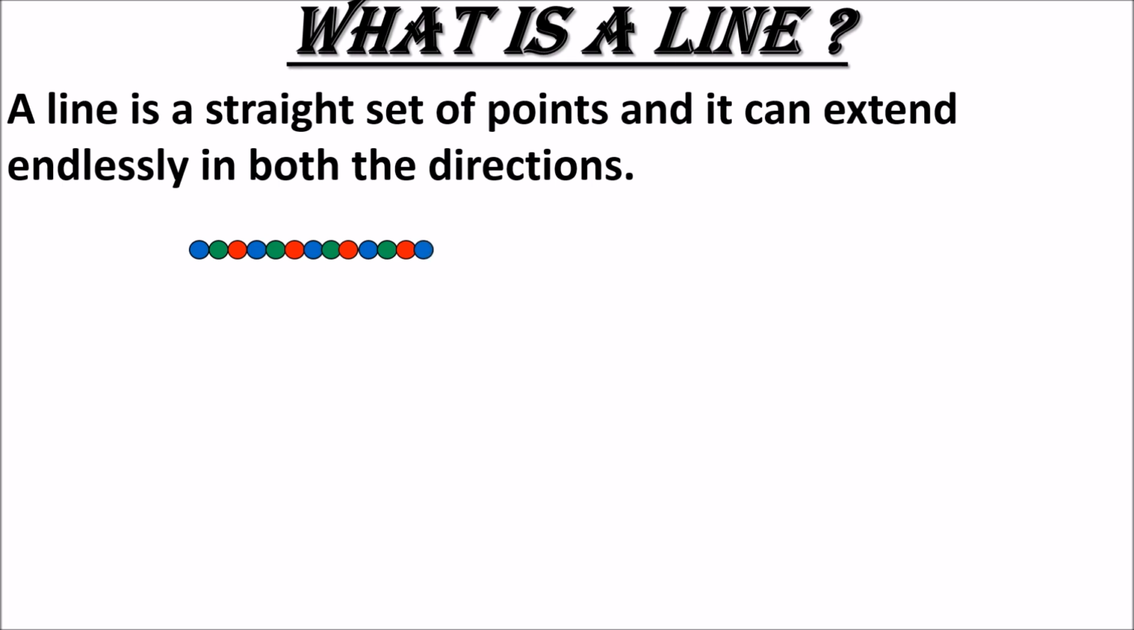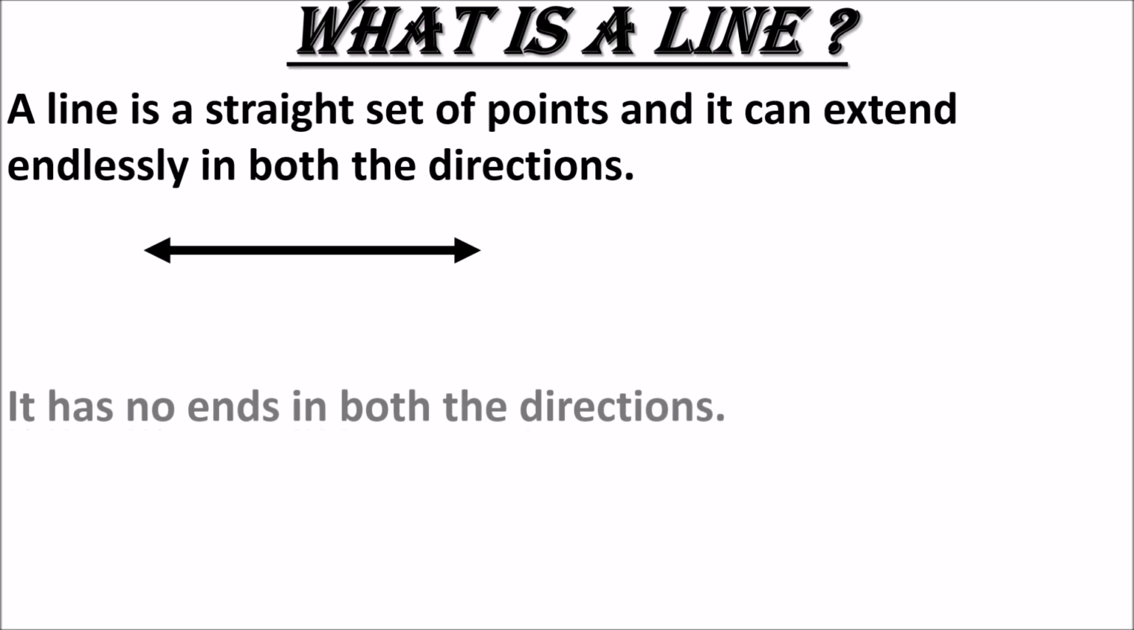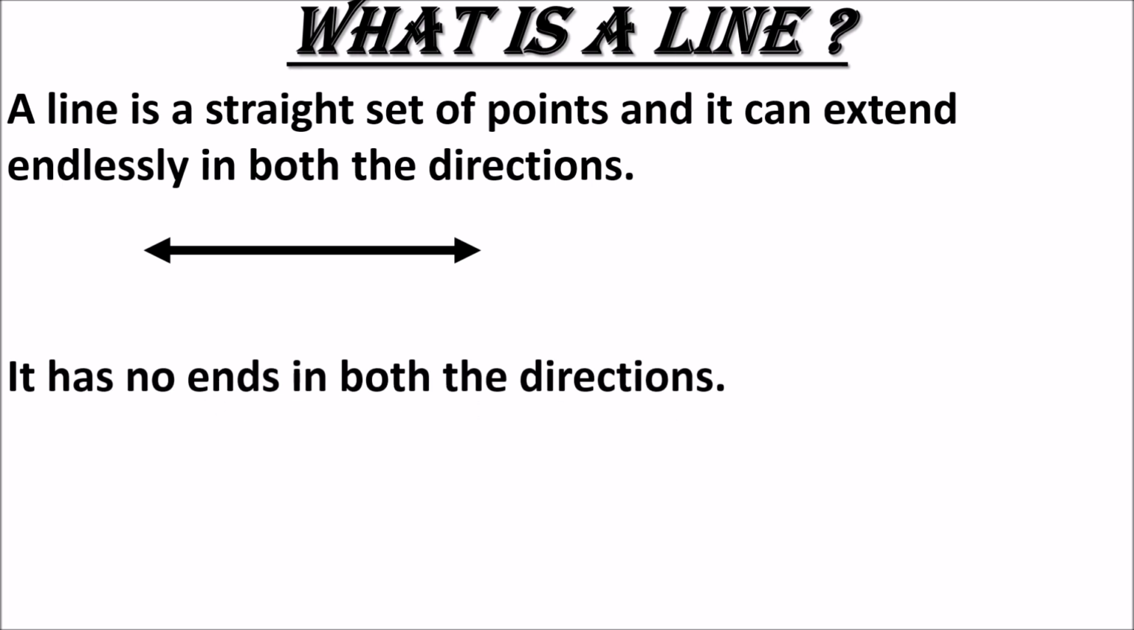You can say that it is a group of points, it is a set of points, and all the points in this group are straight. You can see an arrow at both the ends of this group. That arrow indicates that it can be extended endlessly in both the directions. Such a figure is called a line. It has no ends in both the directions.